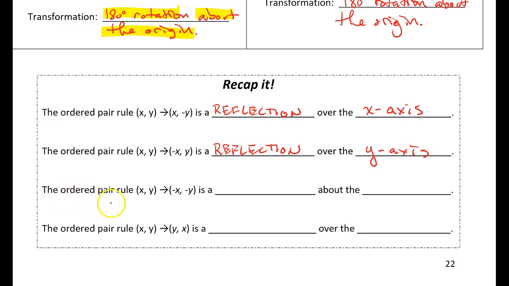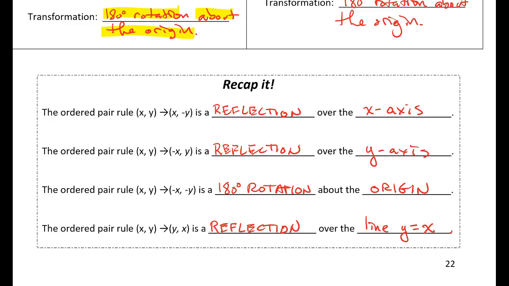Now we've got the ordered pair rule, xy changes to negative x, negative y. So this is what we just did. This is a 180 degree rotation about the origin. And then lastly, what we talked about in the last video, we've got the ordered pair x comma y, and then we're flip-flopping it, changes to y comma x. We figured out this is also a reflection, but this is a reflection over the line y equals x.